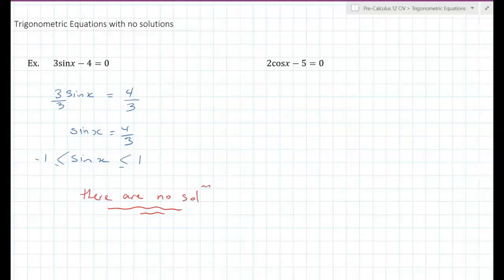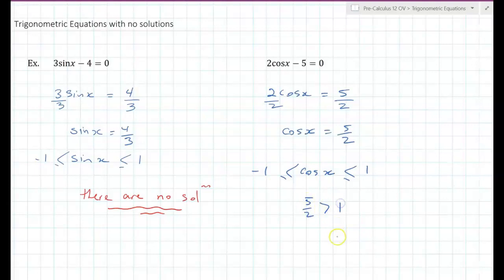Let's look at the next one, the cosine one. Same idea. Let's isolate cos x. Here we go. Divide both sides by 2, and you get cos x equals 5/2. Well, the same idea applies here. Cos x, the original parent function, cannot go less than -1 or greater than 1. So because of that, and since 5/2 is greater than 1, we say again that there are no solutions.